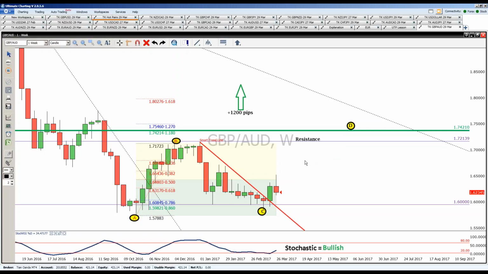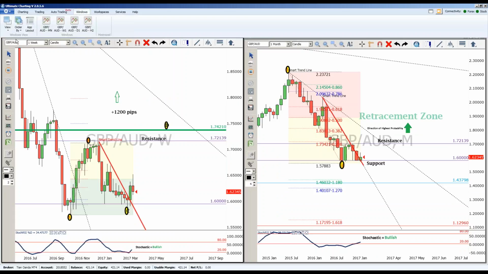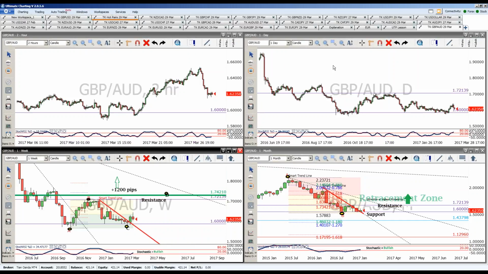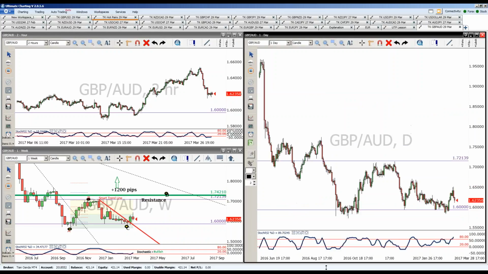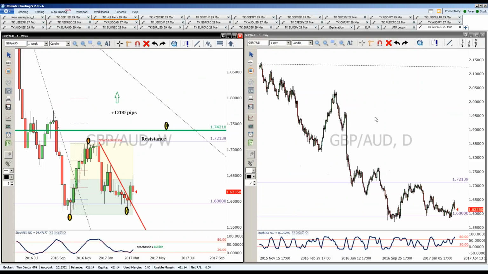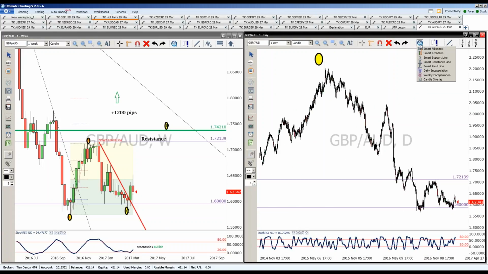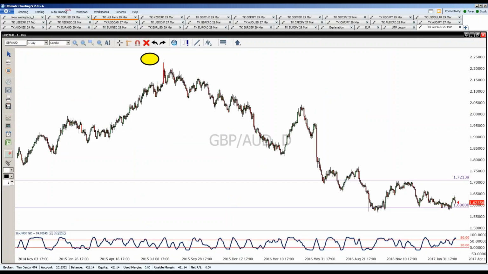Okay, so we're heading from the C to the D. Now, let's go and have a look at the daily chart. There's the daily. Let's have a look at the trend lines. There's the outer trend line on the daily. There's the inner trend line on the daily. We can see the market broke that inner trend line.